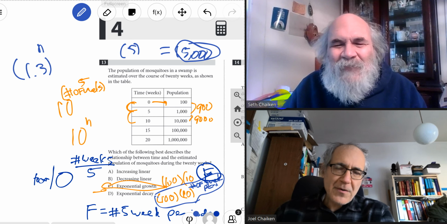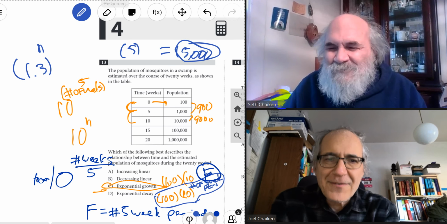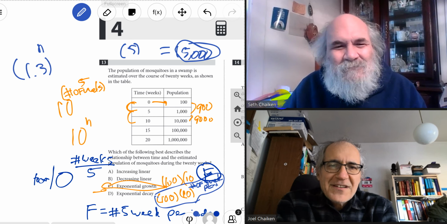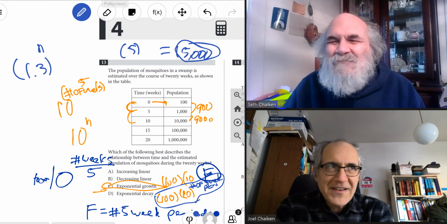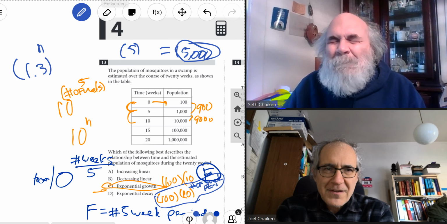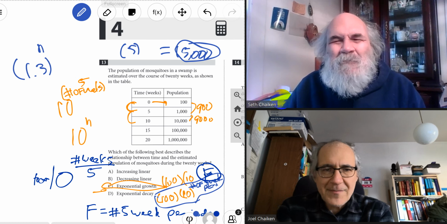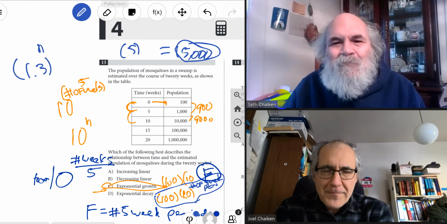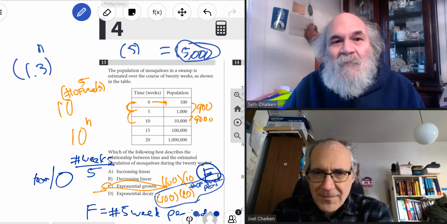But yeah, Seth, you're right. At some point, it's impossible. It's really impossible to have infinite exponential growth. At some point, something gets limited. Let's hope the limit here stops, right?